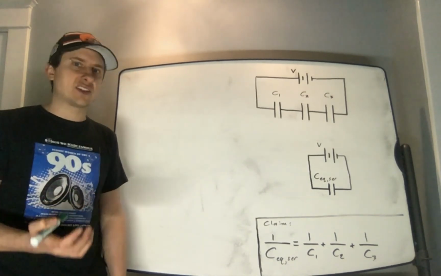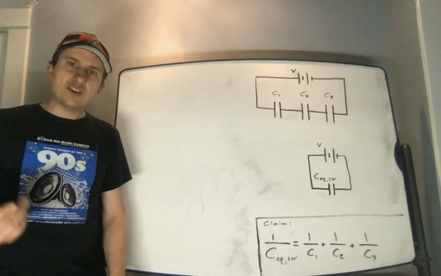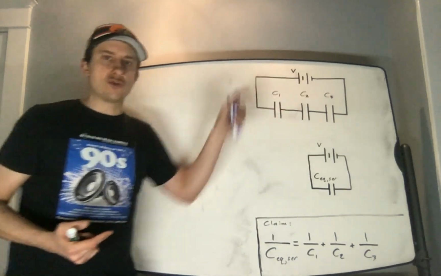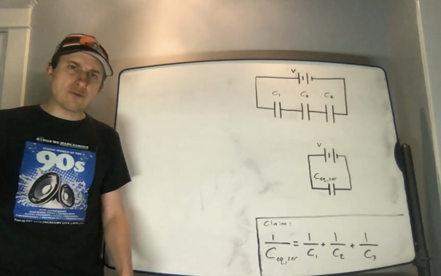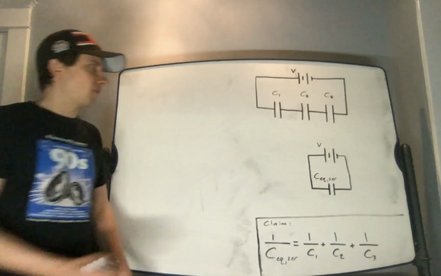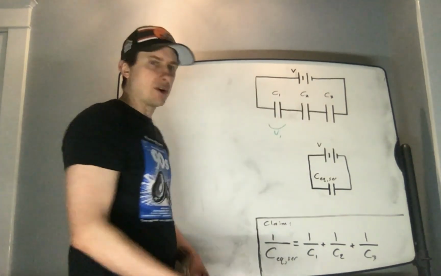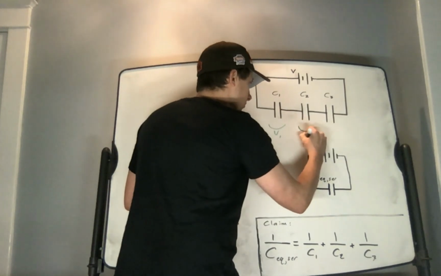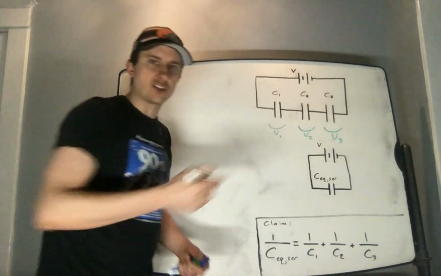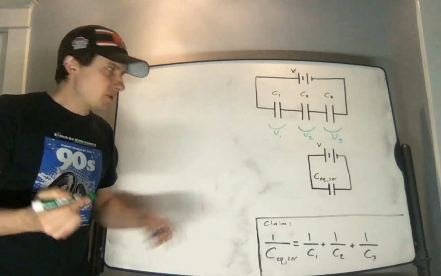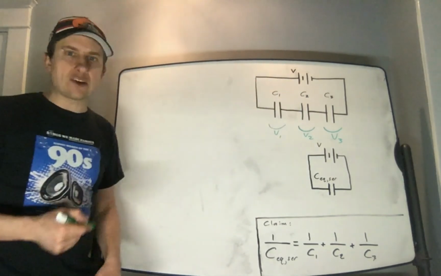Let us first consider the three capacitors that are in series with each other. Because these three capacitors are connected to a battery, there will be a voltage drop across these three capacitors. I will say that there will be a voltage drop of V1 across capacitor number 1, there will be a voltage drop of V2 across capacitor number 2, and there will be a voltage drop of V3 across capacitor number 3. The sum of these three voltage drops should be equal to the voltage of the battery.